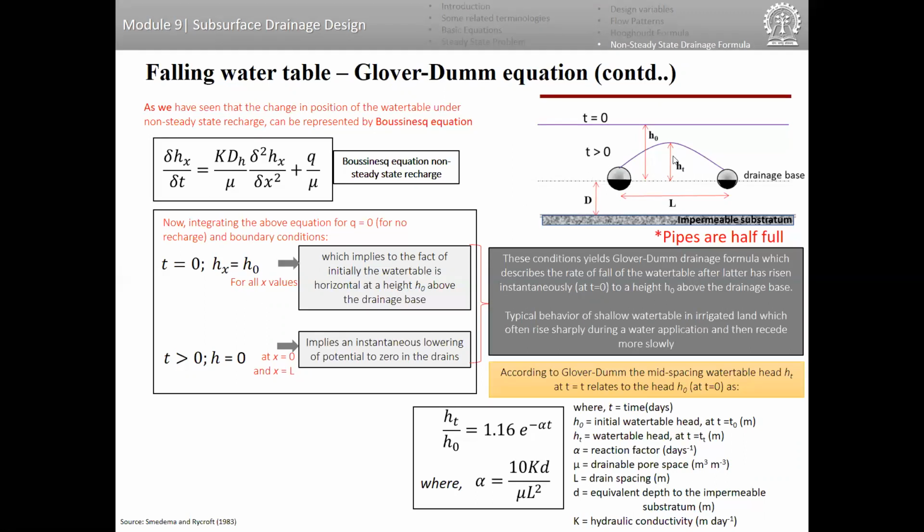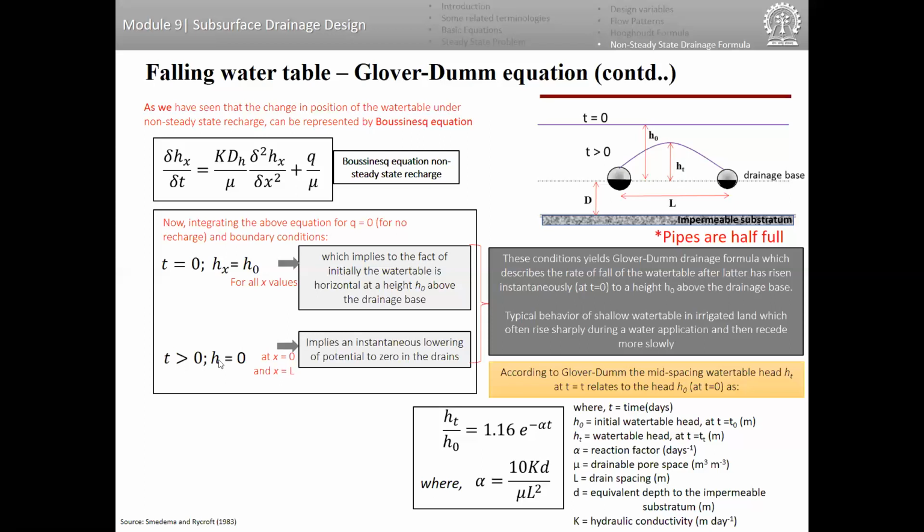This implies that initially the water table is horizontal at a height h0 above the drainage base. This is h0, and this is your initial water table at time t equal to 0. Now at any time t greater than 0, drainage is happening. At x equal to 0 and at x equal to L, h will be equal to 0. h will be maximum at the midway, but at the drains it will be essentially equal to 0.